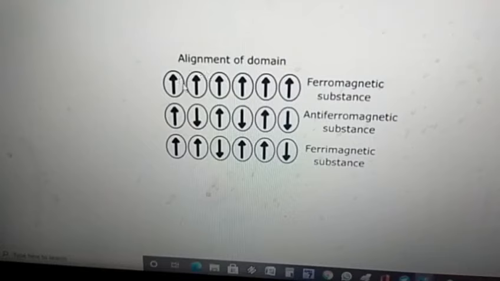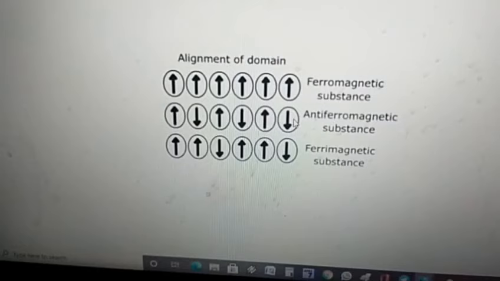Now see here, the alignment of the domains will be in the same direction in the case of ferromagnetic substances. As the alignment is in the same direction, the net magnetic moment won't become zero. When it is placed in the magnetic field, all the domains get oriented in the same direction, so a strong magnetic effect will be produced. This orientation in the same direction makes the ferromagnetic substance a permanent magnet.